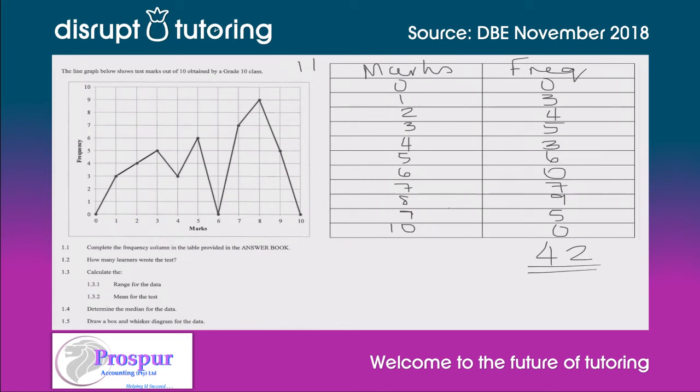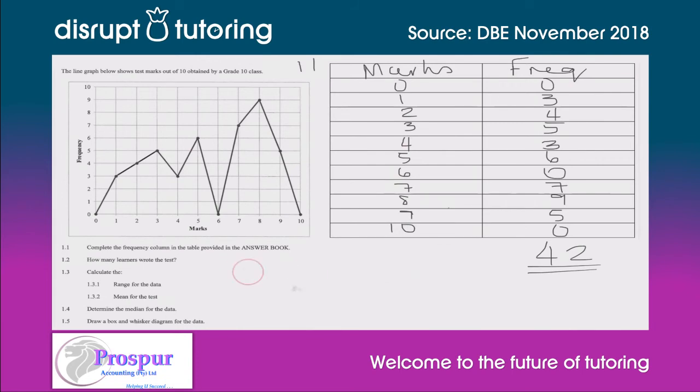All right, then moving on to the range. So calculate the range for the data. What is a range? Range is your biggest minus your smallest, okay? And we're speaking specifically about marks here. So the highest mark obtained by the class would have been 9, and the lowest mark would have been 1, okay? Because no one got 0 and no one got 10. So in this case, the range is going to equal 9 minus 1, which would give us 8 for that range.